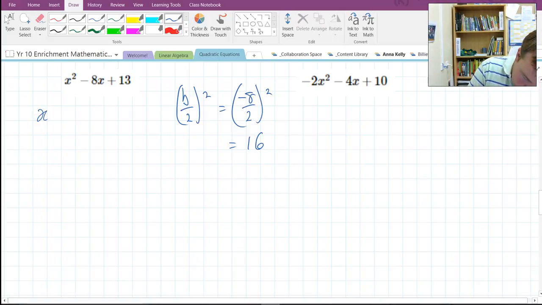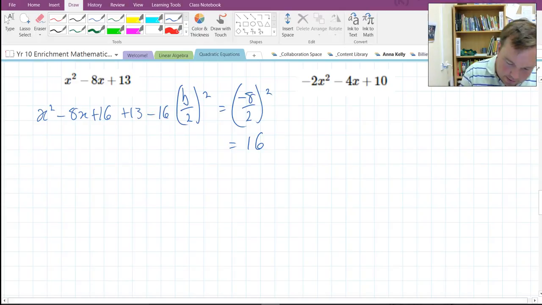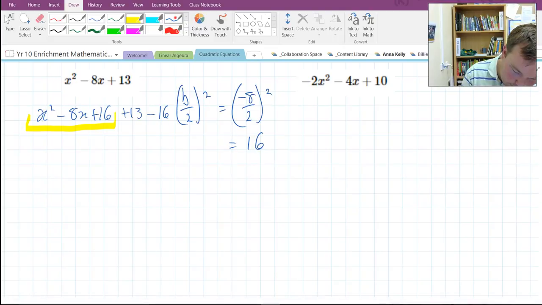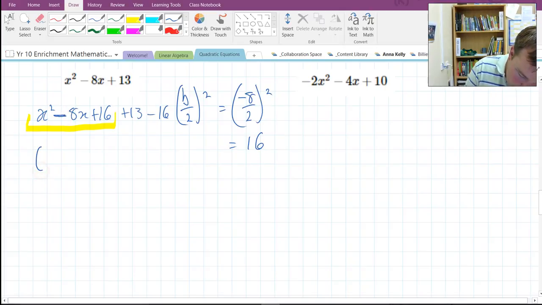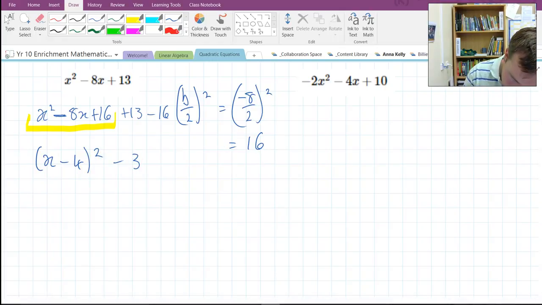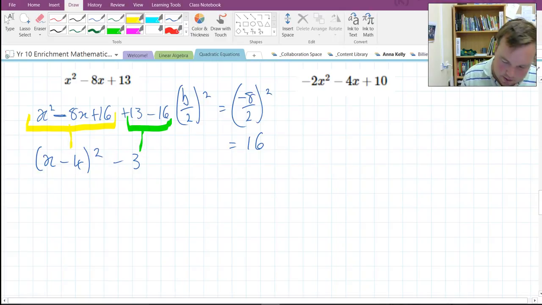So that becomes x squared take 8x, plus 16, always add it on, plus 13, then take it off again, 16 as well. Now this here is slightly different in form to above because we have a negative. So if we do this, x take 4 squared take 3. That's there. This is here.